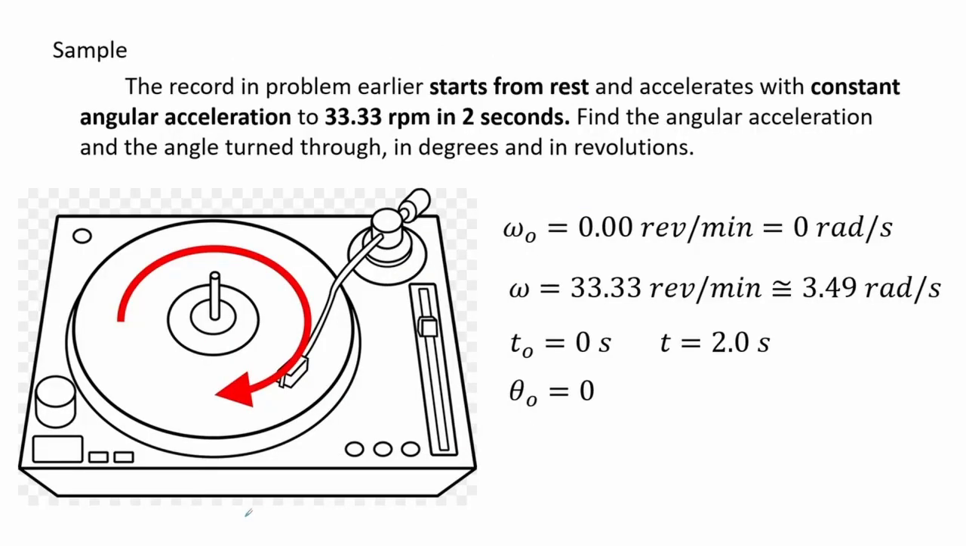Here we have the same problem, but it starts from rest and accelerates with constant angular acceleration to 33.33 rpm in 2 seconds. We are asked to find the angular acceleration and the angle turned through, in degrees and in revolutions. We also add to this problem the assumption that it starts at time 0 at a position of θ naught equals 0.